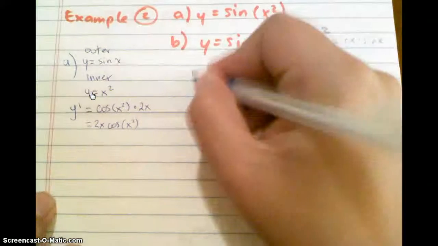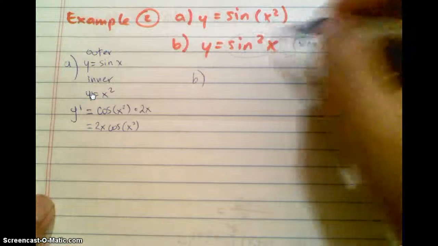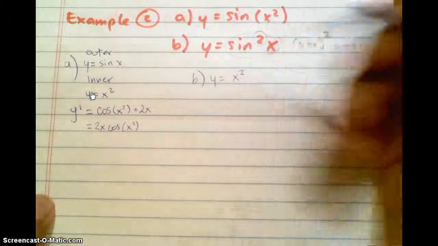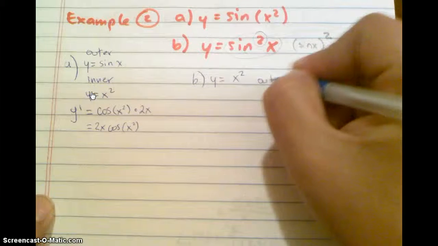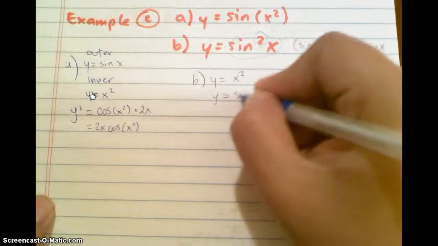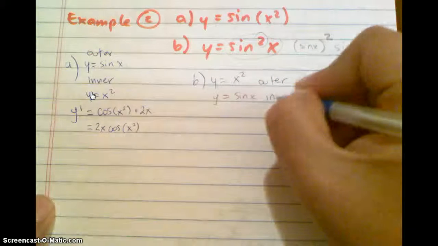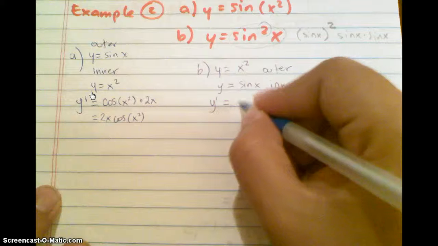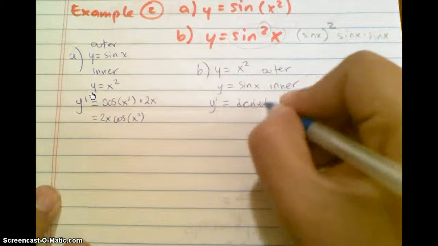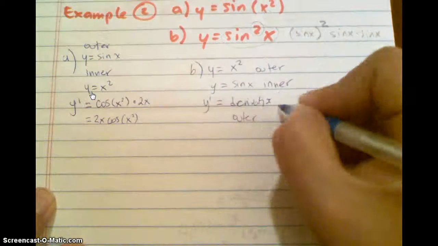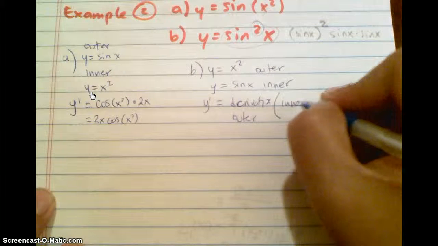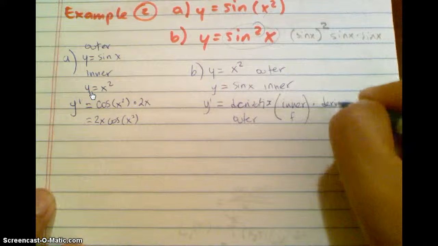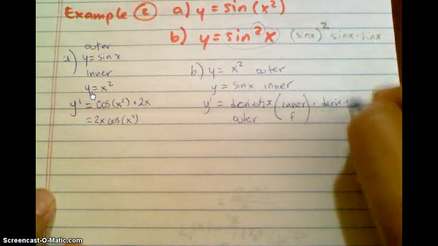For part B, the outer function, it doesn't look like it, but it is x squared, or any number to the second power. That's the outer. And the inner function is sine of x. So again, y prime will be the derivative of the outer function evaluated at the inner function times the derivative of the inner function.